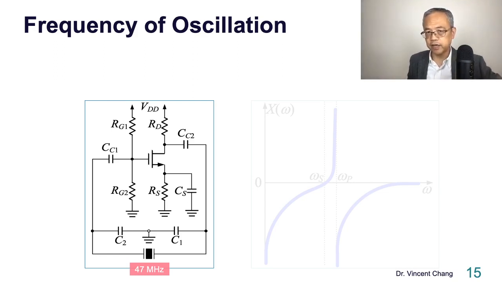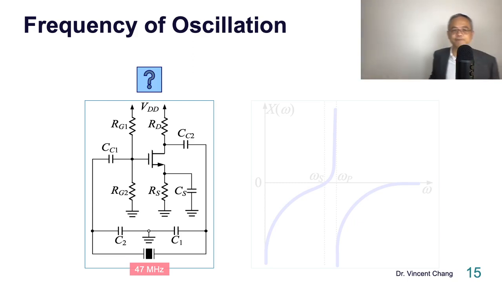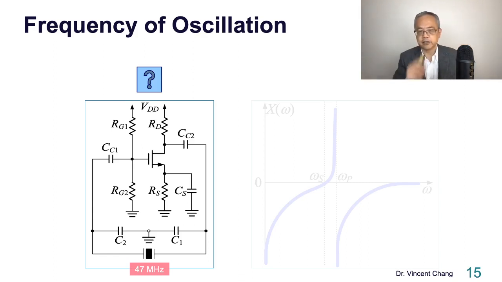Okay, 47 megahertz. So now, I'm asking you to solve this oscillator. What is the frequency of oscillation of this oscillator, when the intrinsic resonant frequency of the quartz is given? You can say it's the series resonant frequency. You can say it's the resonant frequency related to the electromechanical resonance of the quartz. So what is the frequency of oscillation for this oscillator?